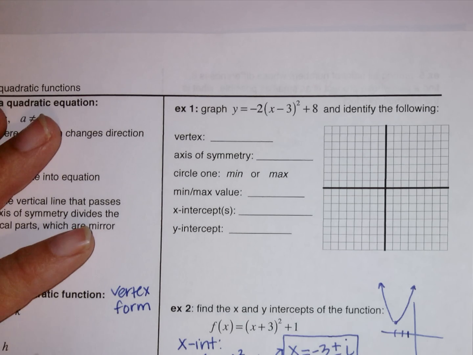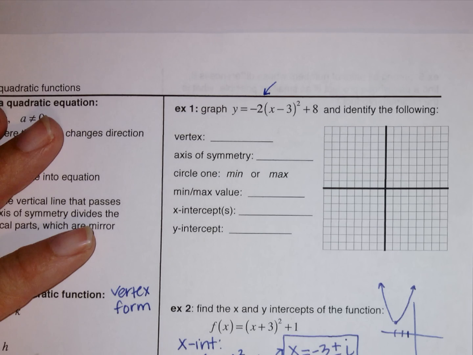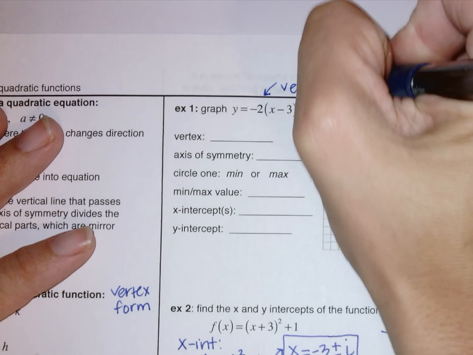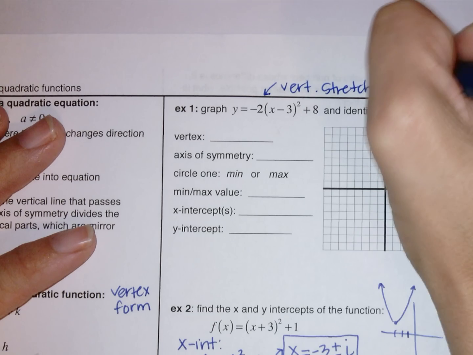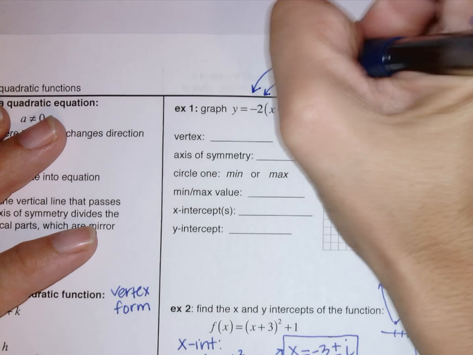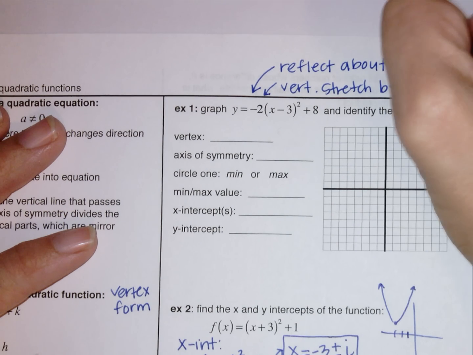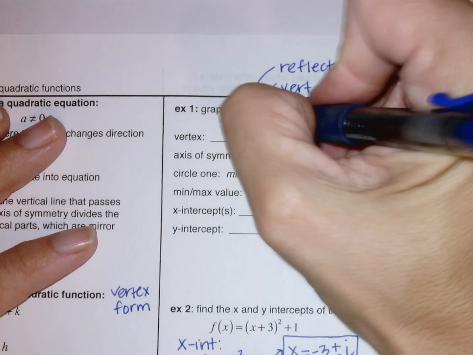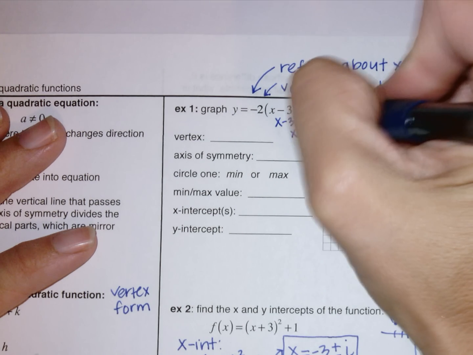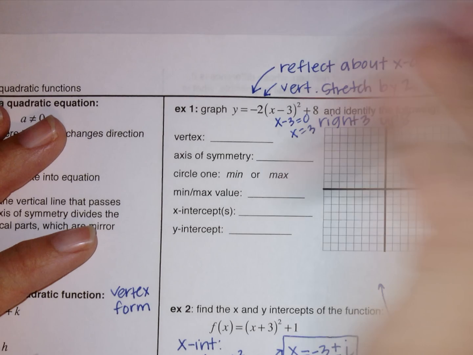The table is something you can always fall back on if you need it. So what I want to point out here is in our order of graphing with transformations, we have a vertical stretch by 2. We have a reflection about the x-axis because it's out in front. And then if we set that equal to 0, we see we're going to go right 3 and up 8. So right 3, up 8.